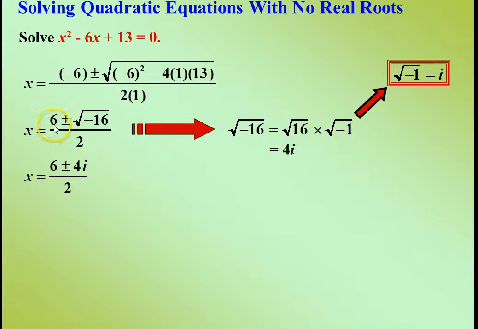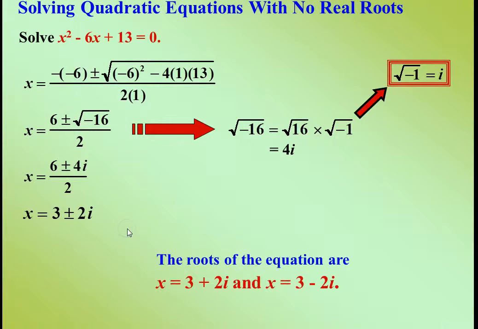So my solution to the equation now looks like 6 plus or minus 4i all divided by 2. And every term up here is divisible by 2. So I simplify that and I get x equals 3 plus or minus 2i. Again, there are no real roots to this equation, but we do have some imaginary roots and we've simplified it as far as we can. All right. So the roots of this equation are 3 plus 2i and 3 minus 2i.